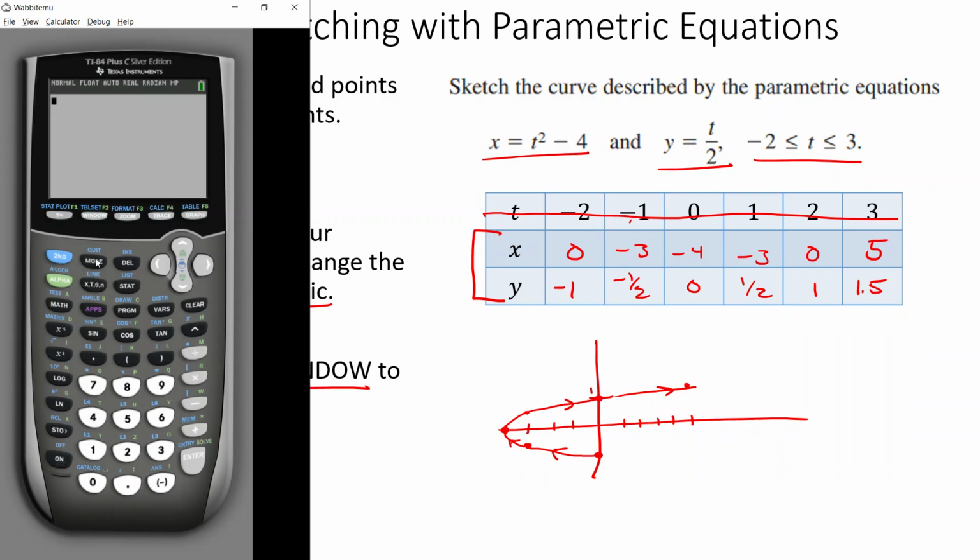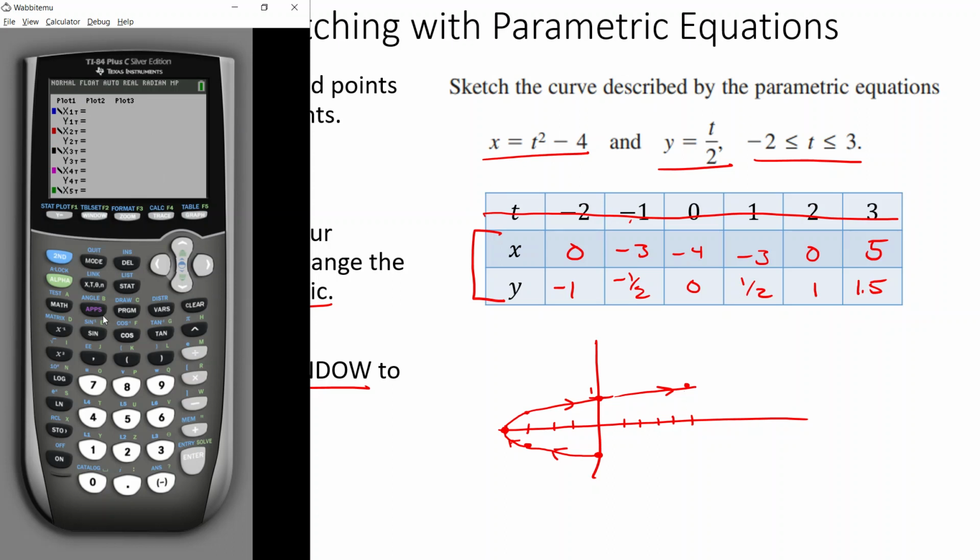So if we turn it on, if we go to mode, right next to second, and if we look right here, it says parametric. It also has some other stuff, but for now, parametric. And now if we go to y equals, it says x with a little t and y with a little t.